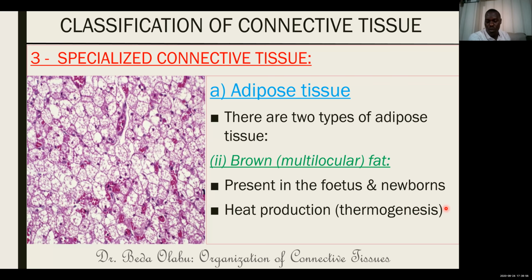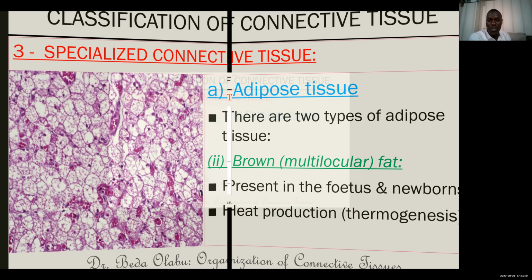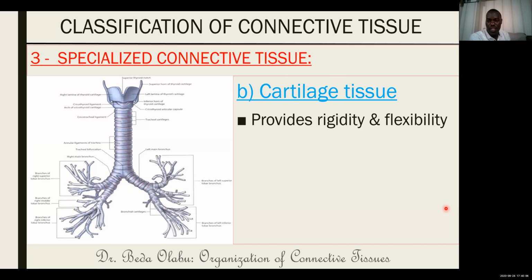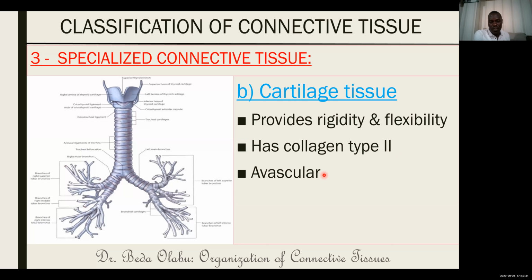Right, let's look at the second specialized connective tissue. The second specialized connective tissue is cartilage tissue. Cartilage is unique in that it is rigid, which means it can prevent collapse, but also flexible, you can bend it. Very unique. Histologically, cartilage tissues have collagen type 2, which is unique to them. Also, cartilage tissues do not have blood vessels. They are avascular.